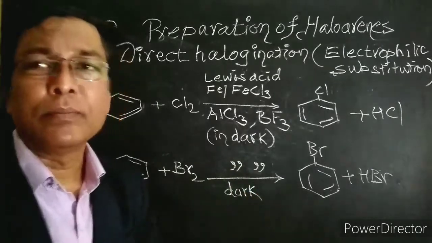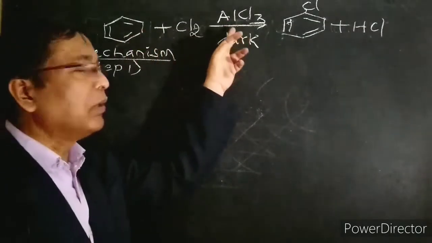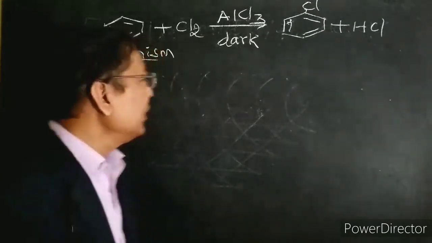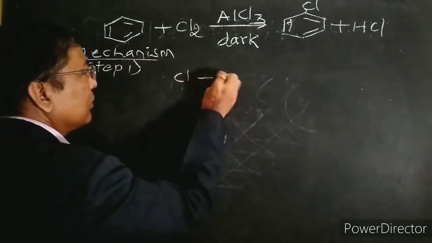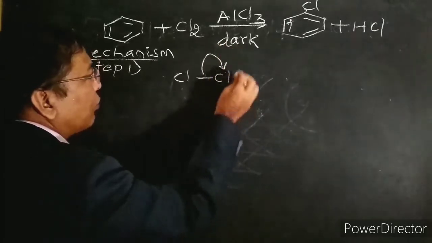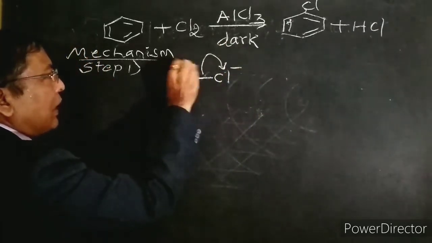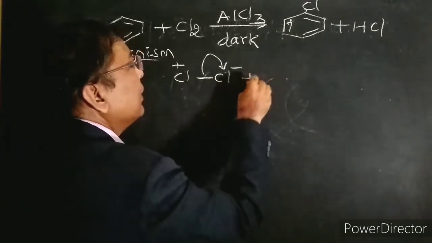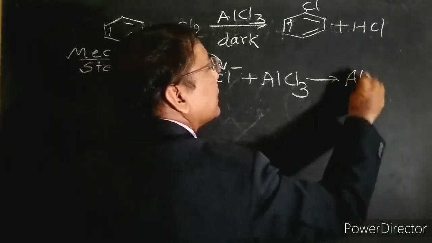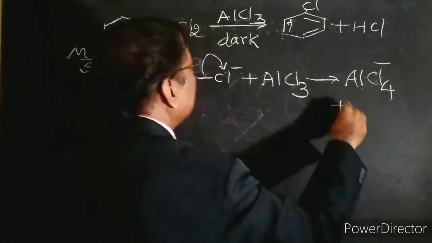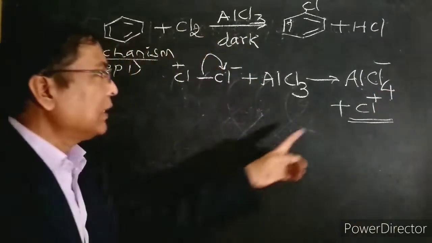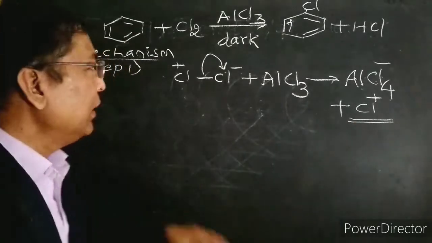Here we see the mechanism. Chlorine reacts with benzene in the presence of Lewis acid AlCl3. It gives chlorobenzene. Mechanism of this reaction. First step: chlorine undergoes heterolytic fission. Heterolytic fission means both the electrons are taken by one chlorine atom. Therefore, it becomes Cl minus and the other chlorine becomes Cl plus. Now this Cl minus combines with the Lewis acid and gives AlCl4 minus, plus this Cl plus. This is the electrophile. In the first step, the electrophile is generated. Now, step 2.